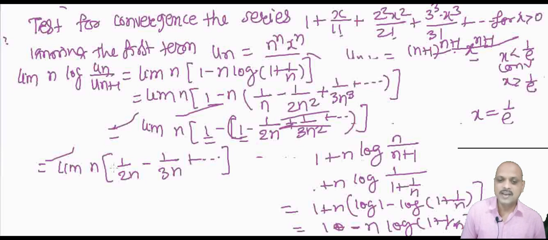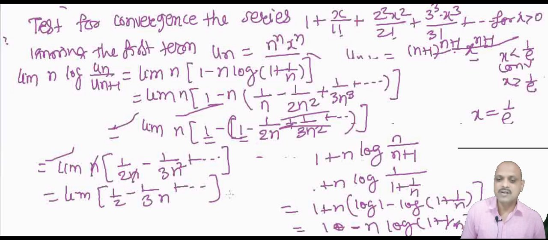Now again this n and this n cancel, and we get the limit of 1 by 2 minus 1 divided by 3n plus all the remaining terms containing n. Therefore, in the limiting case all the remaining terms will be 0 and we get 1 divided by 2. As 1 divided by 2 is less than 1, this series is divergent.